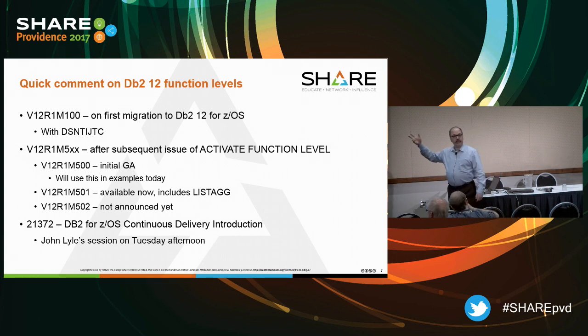Some of the features I'm going to talk about will be available at V12R1M100. Once you've made the decision never to go back to version 11, you can then set the function level to V12R1M500 and something. 500 is what the ESP customers were doing. 501 is available today. 502 will be coming sometime. We haven't announced when. Some of the features we talk about today are going to behave differently or won't be usable until you get to M500 or 500 and something.